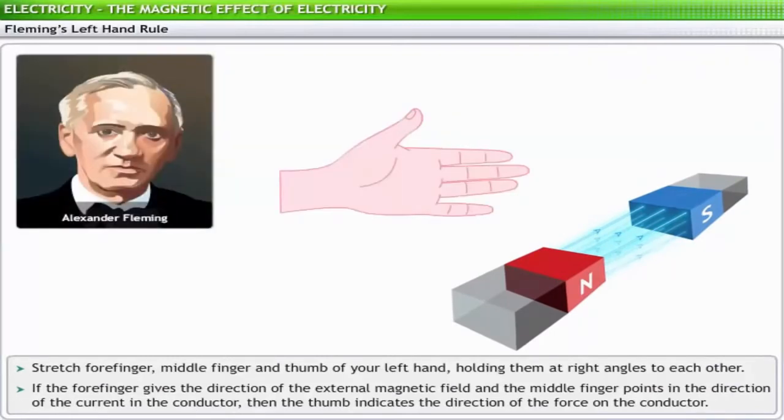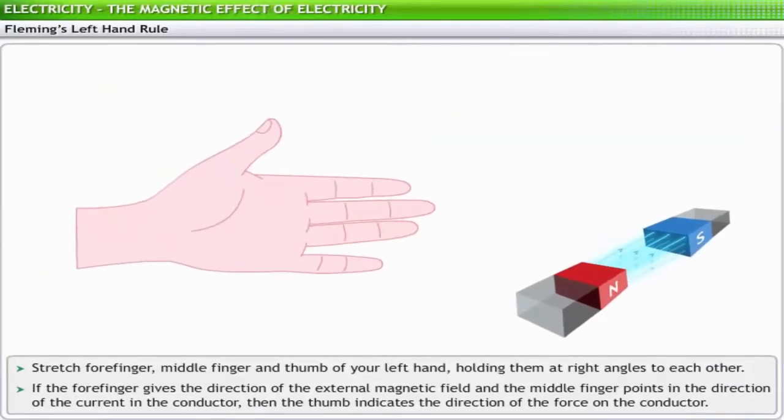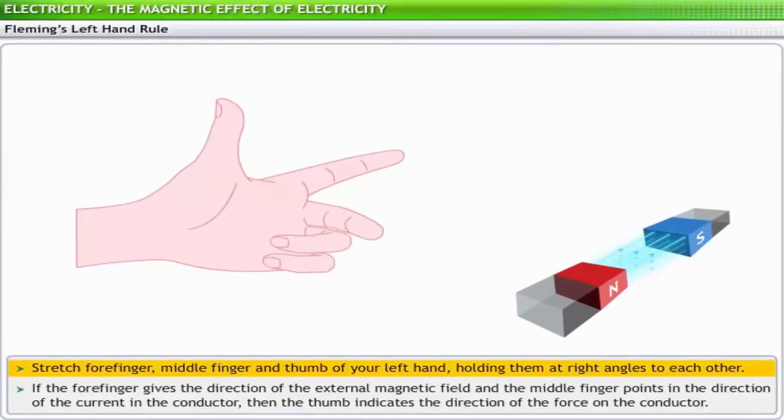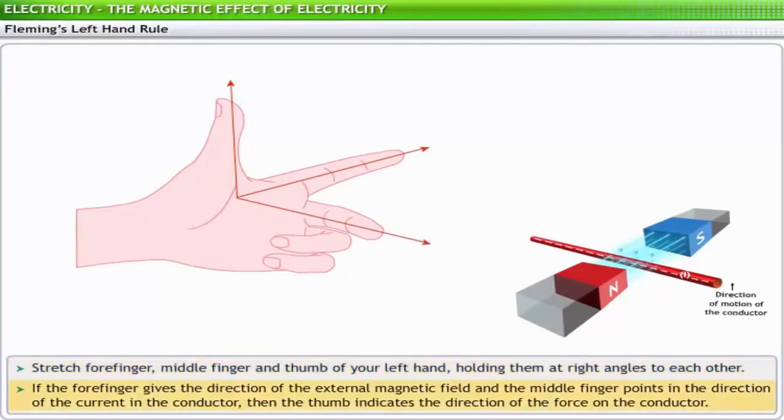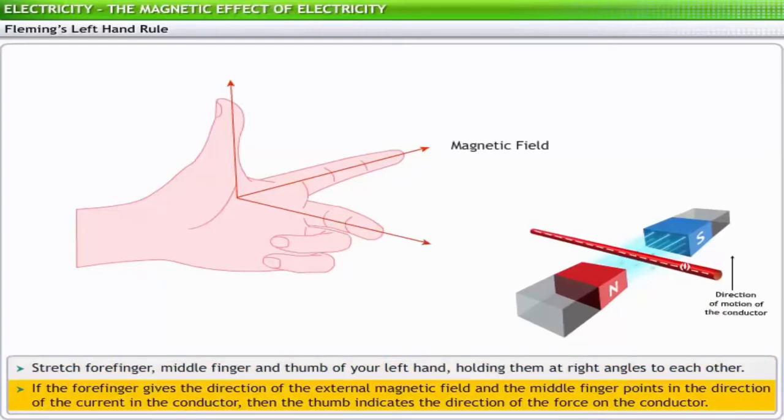To understand this rule, stretch the forefinger, middle finger and the thumb of your left hand, holding them at right angles to each other. If the forefinger gives the direction of the external magnetic field and the middle finger points in the direction of the current in the conductor, then the thumb gives the direction of the force on the conductor.